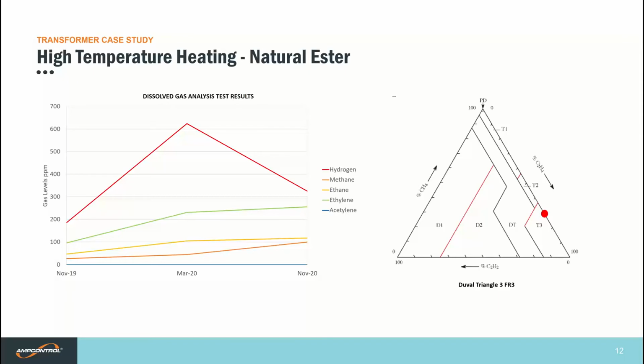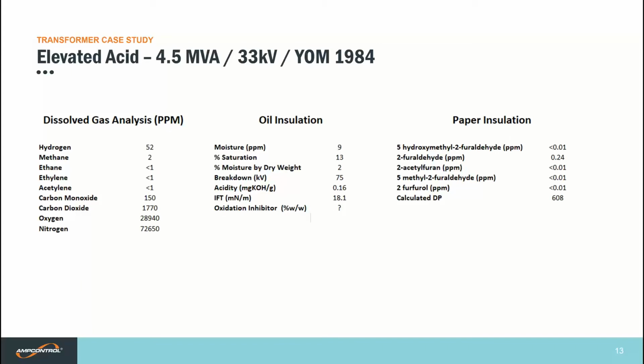This reference is taken from IEEE C57.155. Duval Triangle 5 suggests that the fault is not located in the vicinity of paper. And so my point is that we can confidently identify faults by dissolved gas analysis in transformers filled with alternative fluids. Let's move on to a new case study.